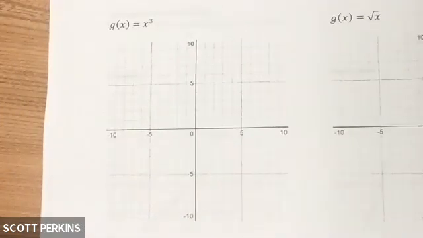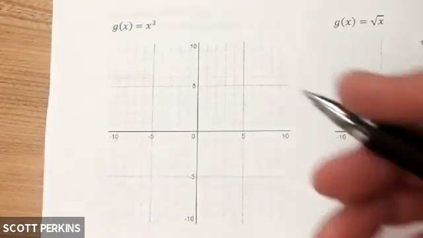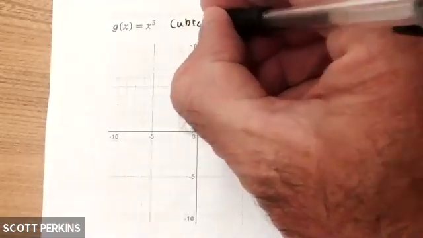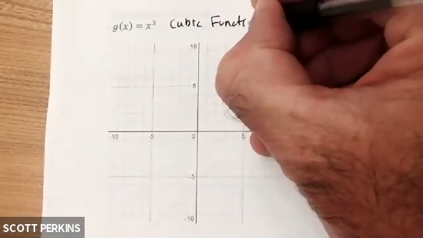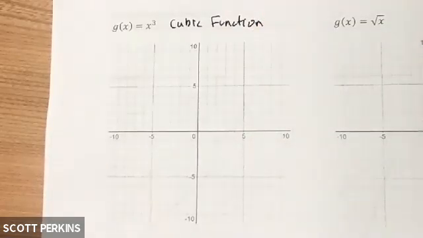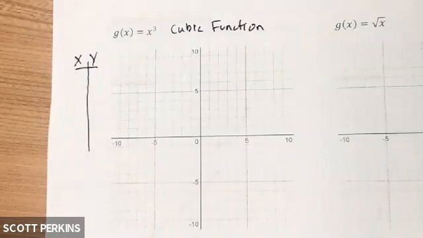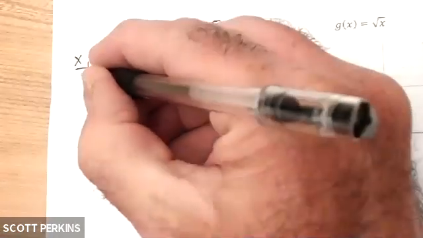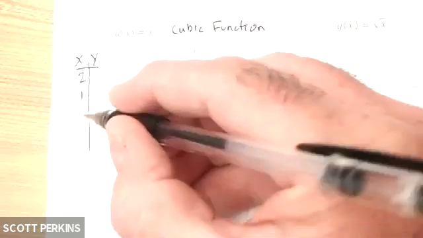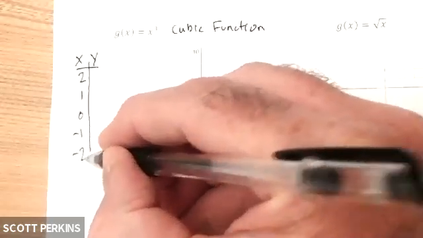This is the cubic function, because it's x cubed. So not really a fancy name for it. Again, my choice of values is simply predicated on the size of the grid that I've given you. If we had bigger grids, we could put in different values. So I'm going to put in the values 2 and 1 and 0, -1 and -2.